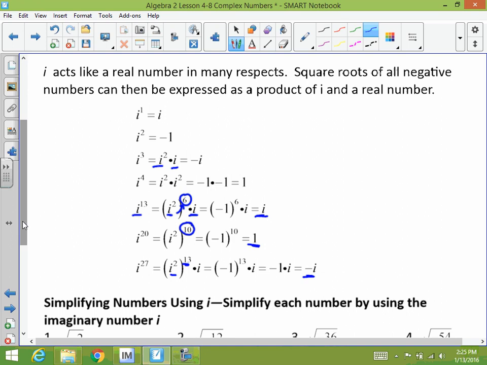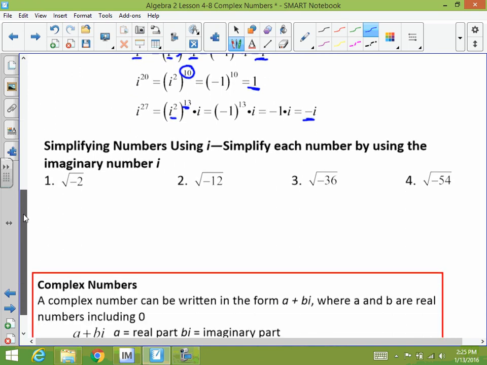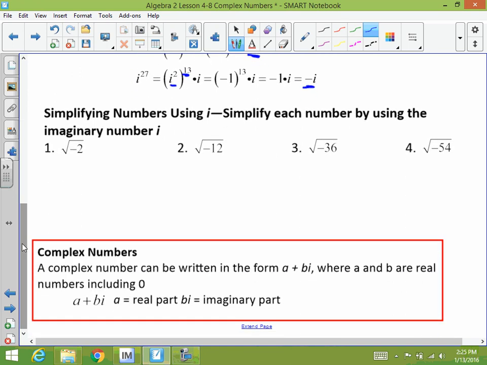Okay, simplifying numbers using i. We're going to simplify each number by using the imaginary number i. So the square root of negative 2 is the same thing as saying the square root of negative 1 times the square root of 2. The square root of negative 1 is i, so this becomes i times the square root of 2.